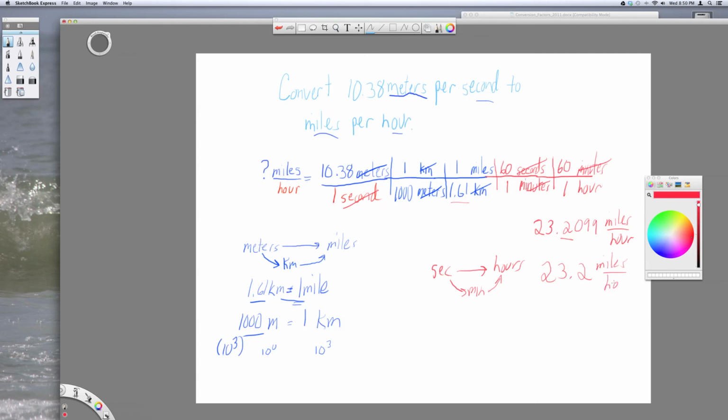And if you think that is slow, well, this was run by a human being in the 2012 Olympics. This is Usain Bolt's speed in the 100-meter dash, 23.2 miles per hour.